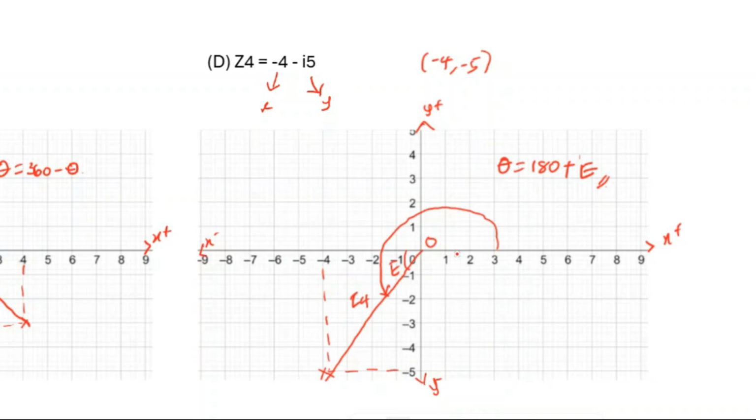So basically, this has covered how you can represent a complex number using the Argand diagram. If you have questions, you can drop them in the comment section. I'll be more than happy to give an explanation to your question.